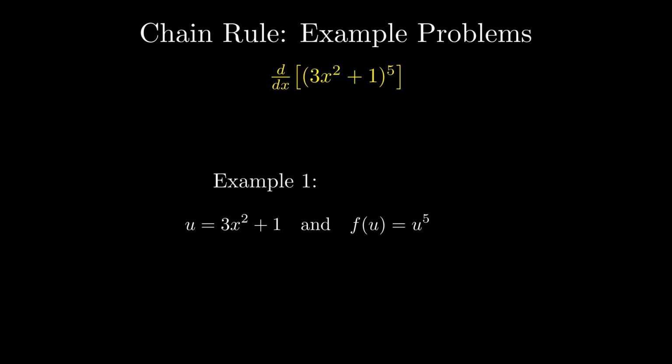Let's explore two examples of the chain rule, starting with a polynomial function and then moving on to a trigonometric function. First, let's differentiate (3x squared plus 1) to the fifth. The chain rule tells us to treat 3x squared plus 1 as an inner function and u to the fifth as an outer function. The inner function is 3x squared plus 1, and the outer function is u to the fifth. The derivative of the outer function is 5u to the fourth, and the derivative of the inner function is 6x.